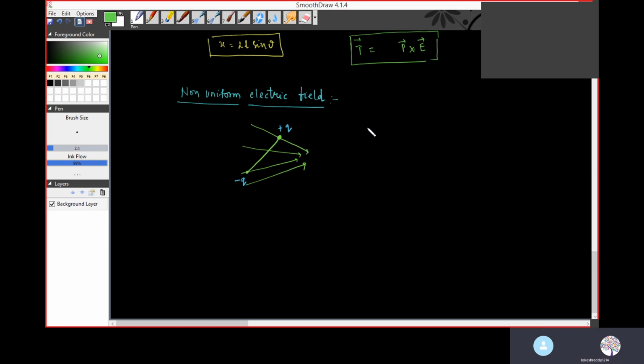So here you will have both translational and rotational motion. Here F is equal to q into the electric field at this position, which is A. At this position the electric field is B. So you will have force qE_B, you will have a net force, and obviously you will have torque, P cross E. Here sigma F won't be equal to 0.